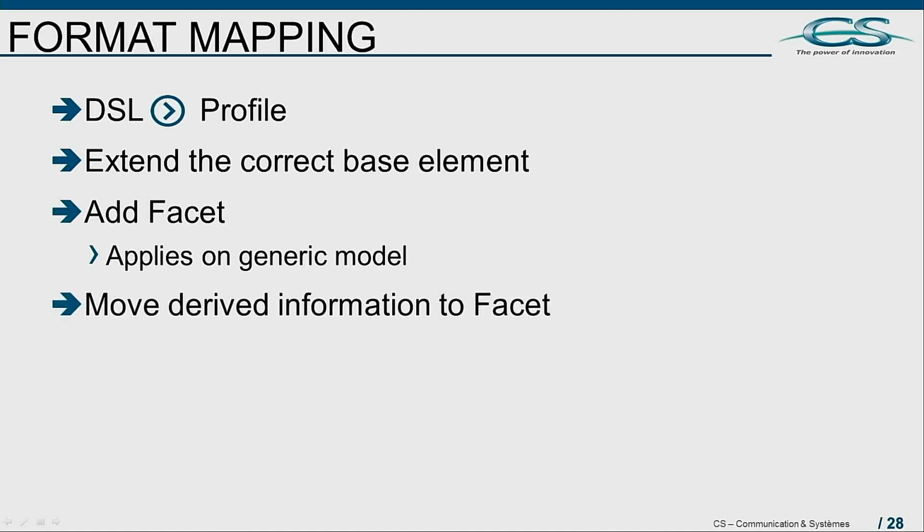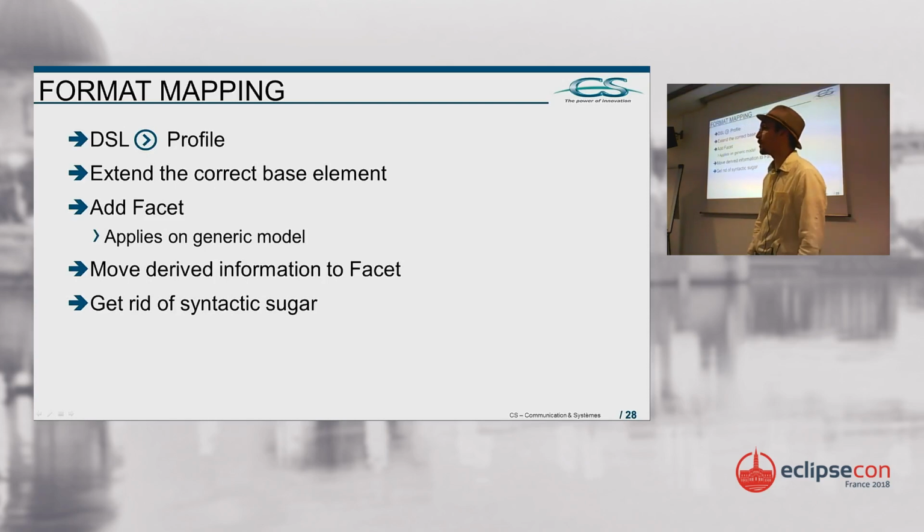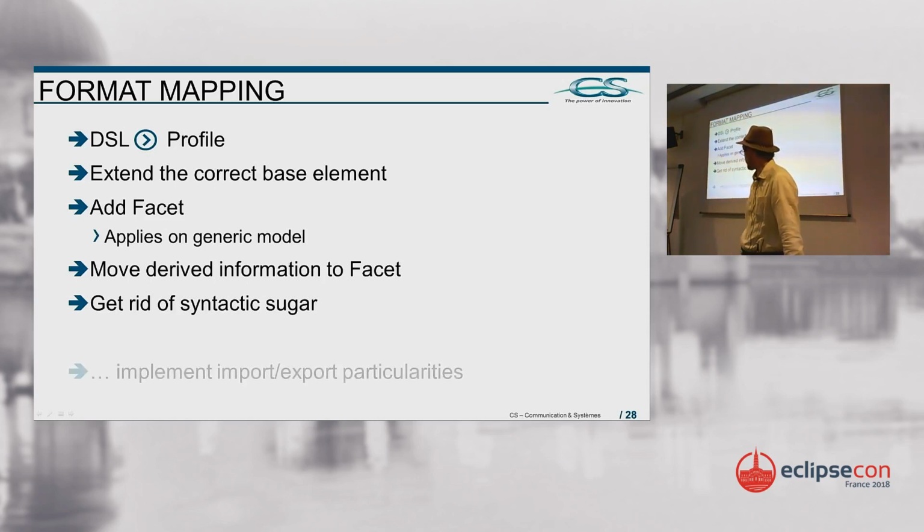We move every derived information in these stereotypes to the facets, so that they are not autonomous, that they do not contain redundant information, and that they take the information from the generic model. Then we simply get rid of the syntactic trigger. What I call syntactic trigger is, for example, the tags in the formats, which are lists of something, which do not bring any relevant semantic information. So we replace them by facet references. And finally, there is always a Java glue code to implement the import and export specificities.